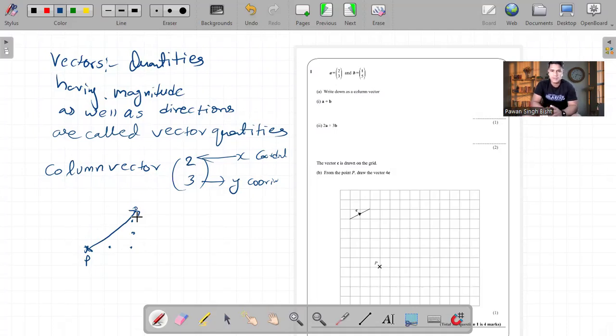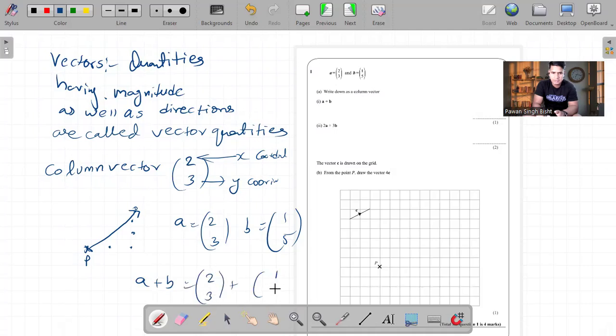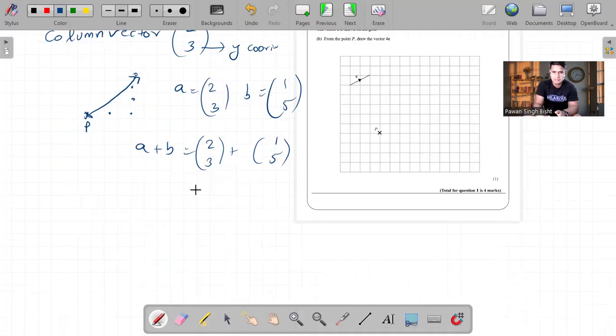Now suppose they say add two vectors. When adding two vectors, I add x with x and y with y. So a plus b: (2, 3) added with (1, 5). 2 plus 1 is 3, and 3 plus 5 is 8.